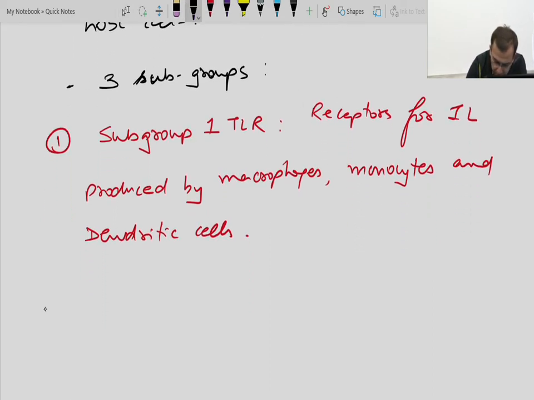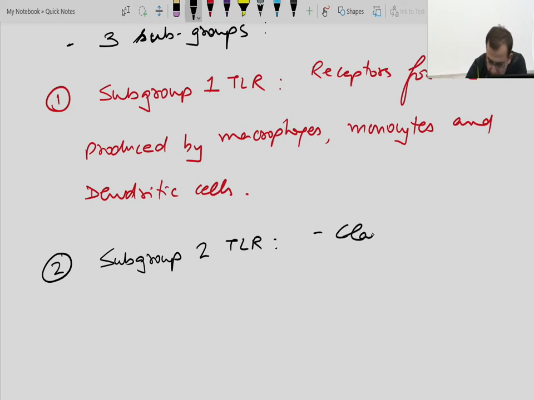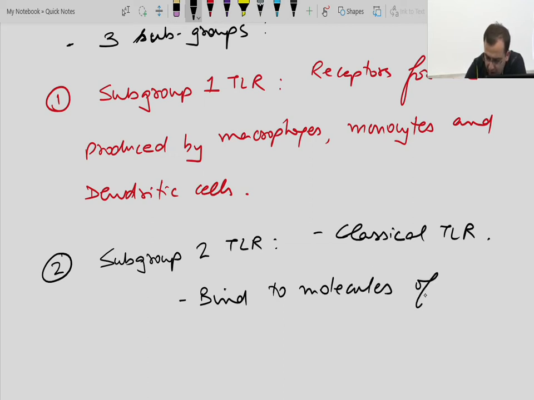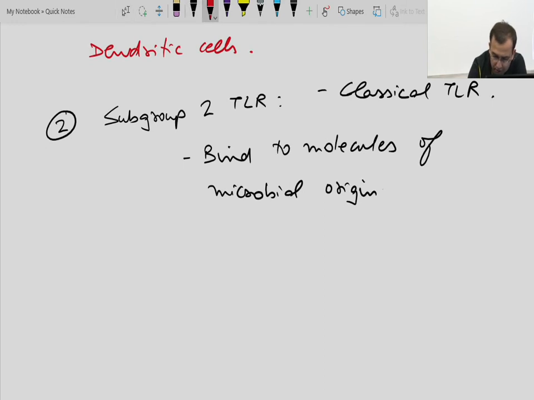The next subgroup, subgroup 2, are the classical toll-like receptors. What do we mean by classical? They bind to molecules of microbial origin. So subgroup 1 was a receptor of interleukin 1, whereas subgroup 2 are the classical ones that bind directly to molecules of microbial origin.